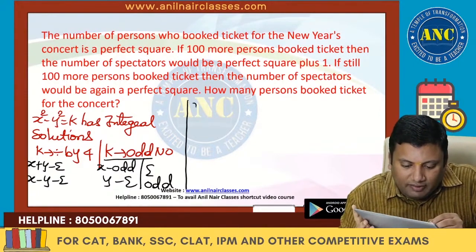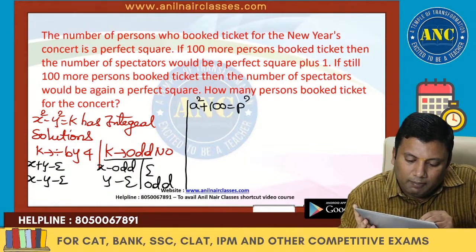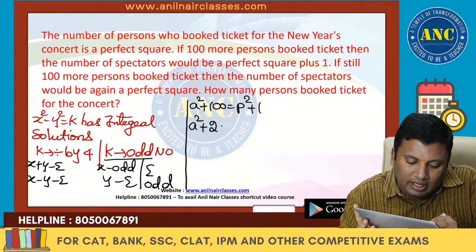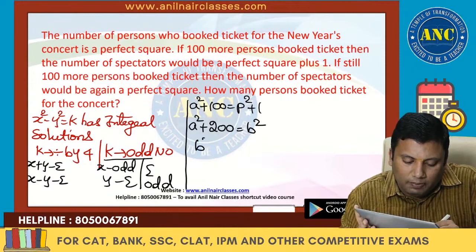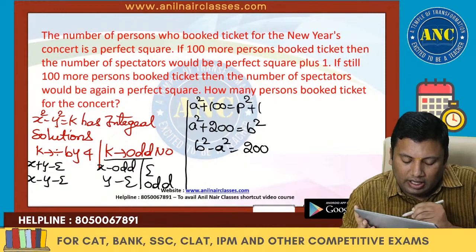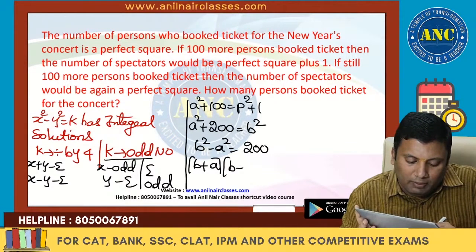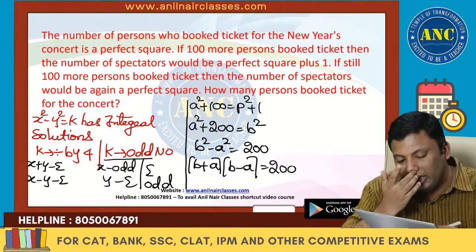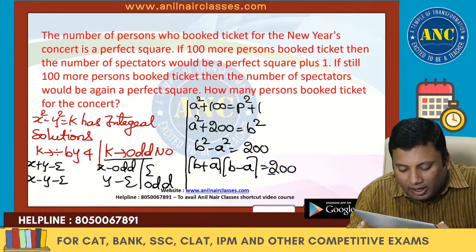So what is that first statement? a square plus 100 is nothing but b square plus 1. Next one, 100 more are added: a square plus 100 plus 100 is b square. So b square minus a square is nothing but 200, which is (b plus a) into (b minus a), equal to 200. I hope it is clear. Now 200 is a multiple of 4.